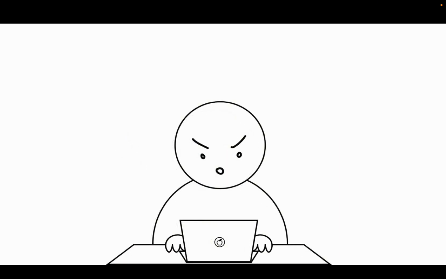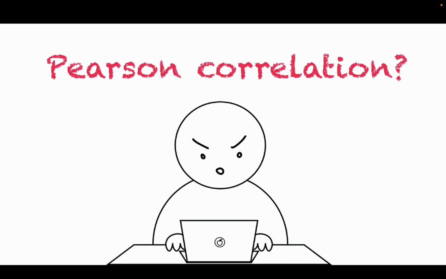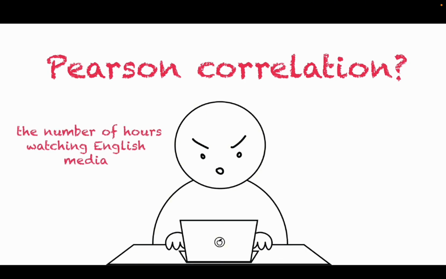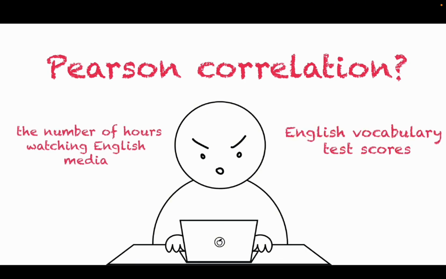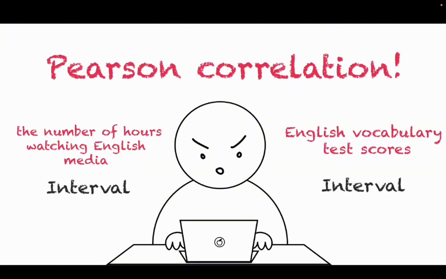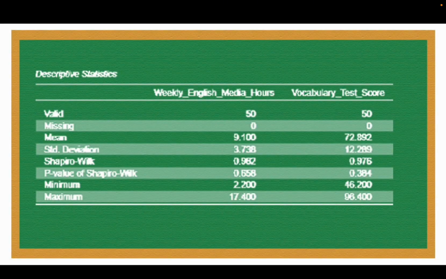The question was, is there a relationship between the number of hours university EFL students spend watching English media per week and their English vocabulary test scores? Exactly. The watching hours and test scores are both interval variables, but let's check our important assumptions, normality and homoscedasticity. Here is a JASP output for these 2. Can you read the results?